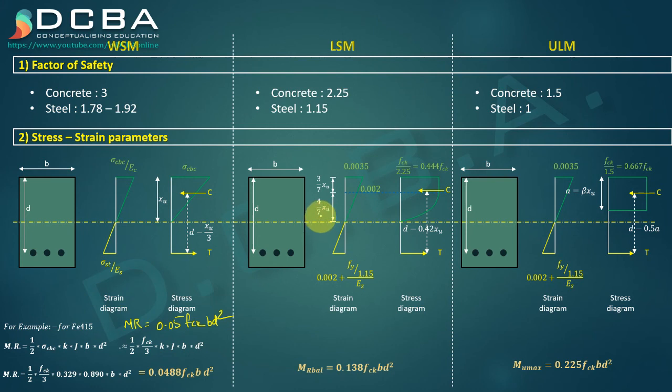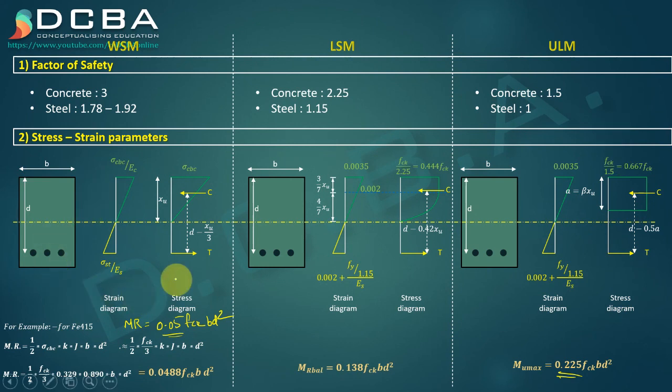For the same given concrete, understand this very carefully, if it was designed using ULM, we would have taken this moment of resistance 0.225. But same concrete, if we are designing with WSM, we will just assume 0.05. So you can see such a large difference. And why is that? It is because in WSM we are keeping a very large factor of safety, right? Whereas in ULM we are not keeping that much.